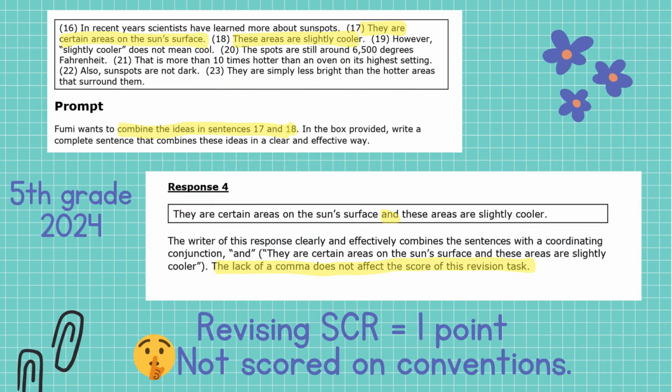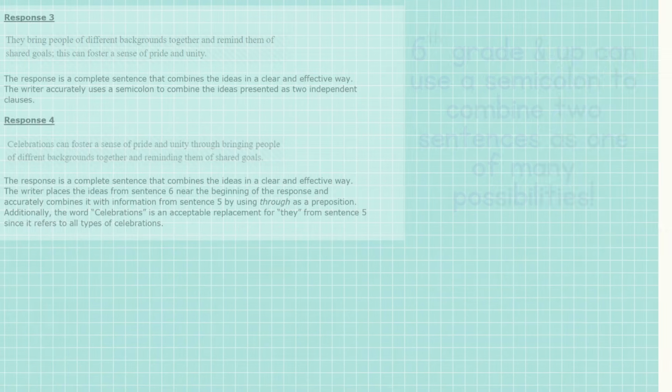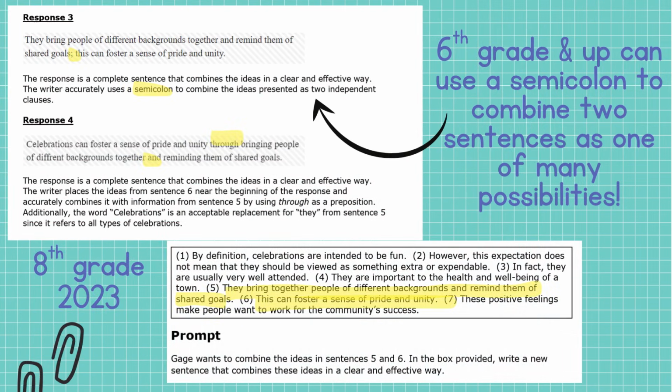And here are some more examples from the scoring guide from various grades where it tells you that it is not scored on conventions. Here are some 6th and 8th grade examples, and I want you to notice if you do teach 6th grade and up, that is when the semicolon is introduced, and they can put a semicolon between two sentences to combine them. That is an acceptable answer as well.